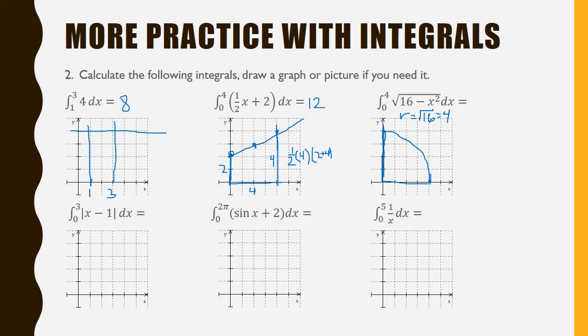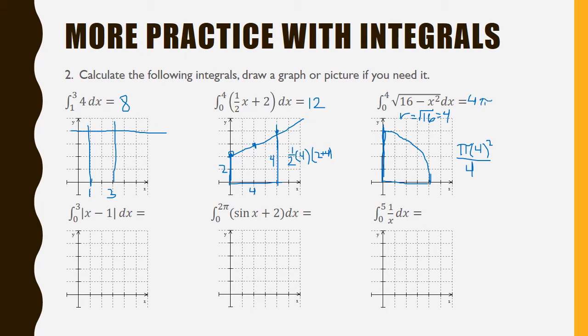And so here I have pi r squared, pi times the radius squared. And then because this is a quarter of a circle, I'm going to divide that by 4, and that gives me 4 pi.